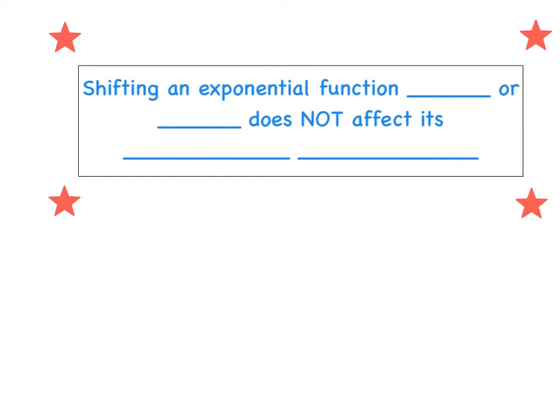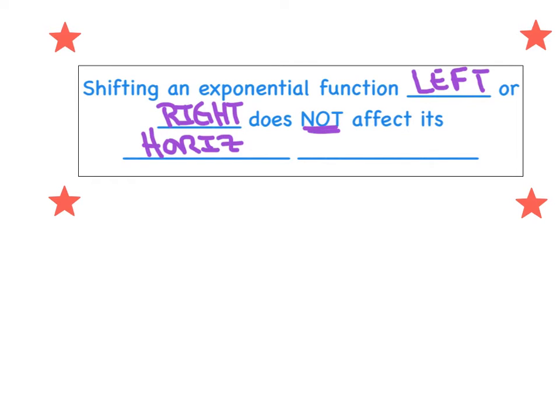So let's see if we can put that last statement in a nice sentence and highlight it in our notebook. And what we're saying is shifting an exponential function either to the left or to the right does not, emphasis on not, affect the graph's horizontal asymptote. In other words, the asymptote was originally y equals 0, and it is still at y equals 0.